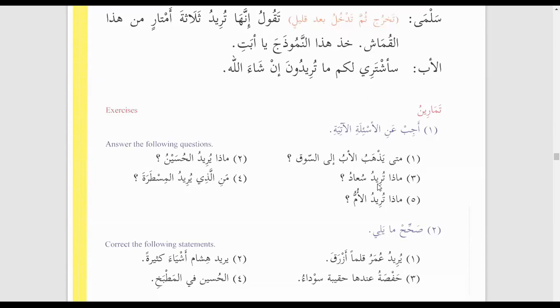Third person. Okay, what if I have here يا سعاد? Turidina. Excellent. ماذا تريدين يا سعاد? Perfect. So when we have a name, the name will always be the third person. But when we add ya, then it becomes the second person.